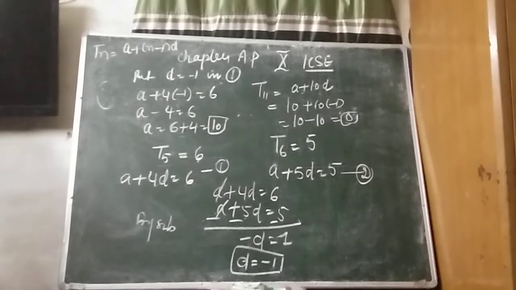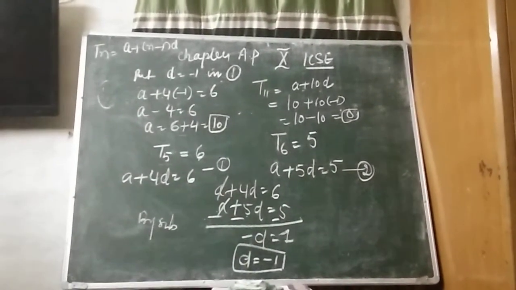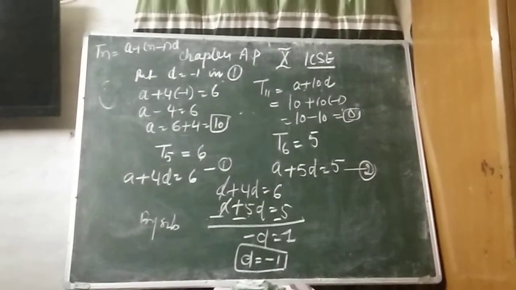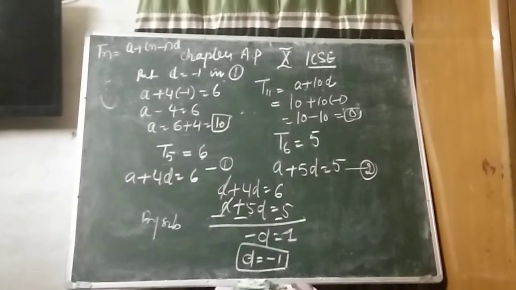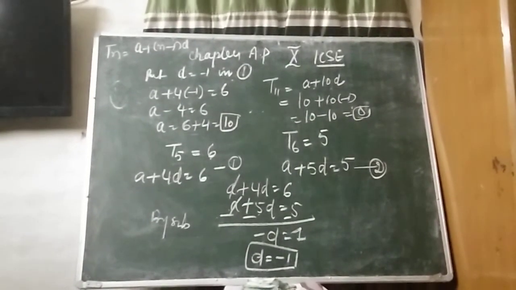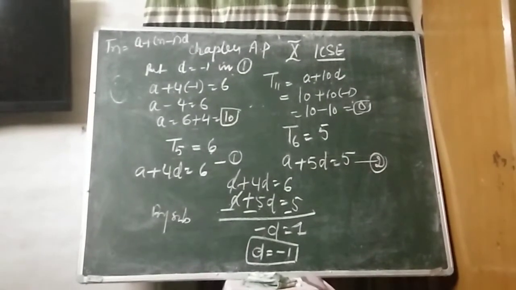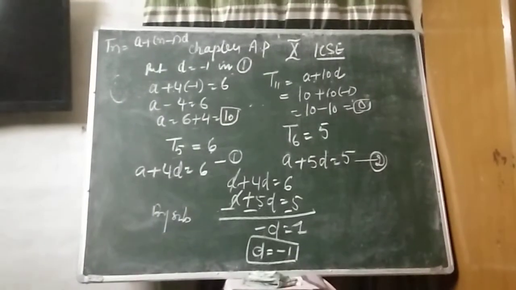Sometimes they will ask to find the AP, sometimes they will ask to find a particular term, sometimes they will ask to find the first term and the common difference. So in the same way we have to solve such type of questions. Under the given condition we have to make two simultaneous equations in a and d and solve these two equations by any method and get the values of a and d. So students, please note down this.